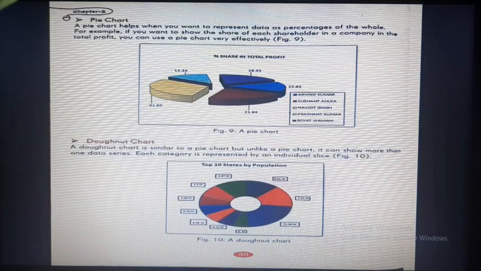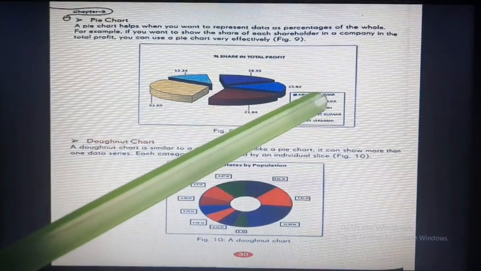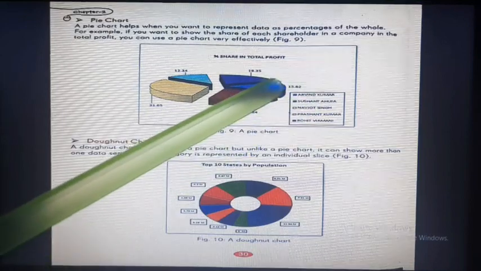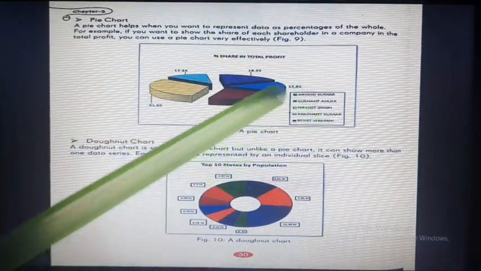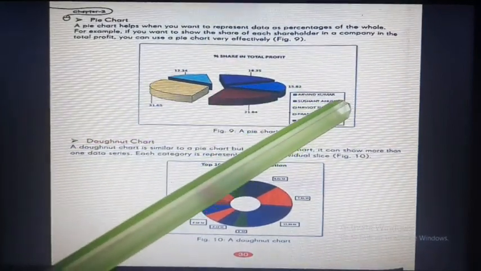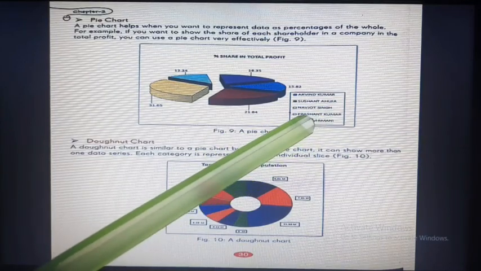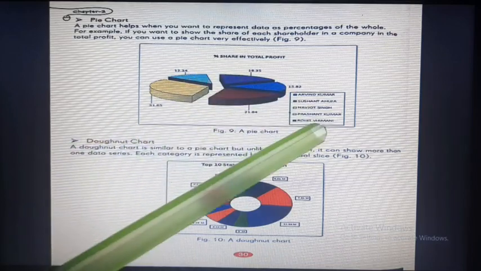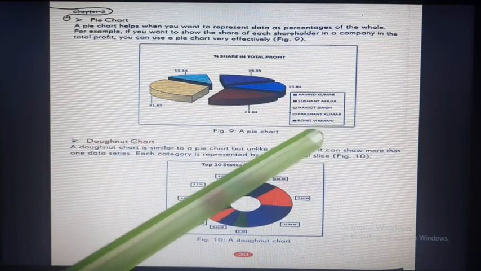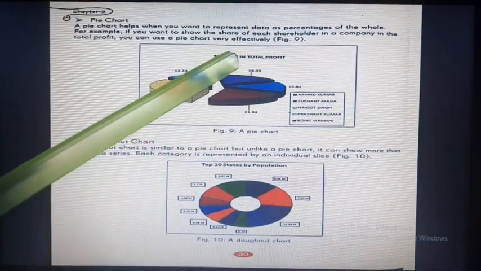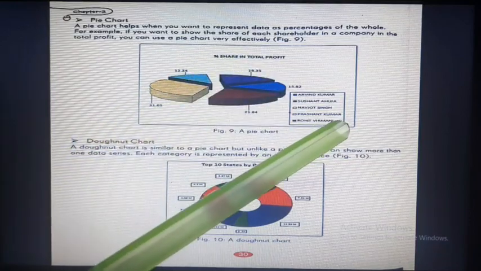Now the next chart is that, here also is given Arvind Kumar. Blue is Arvind Kumar, then brown is Sushan Ahuja, then yellow here is Navjot Singh, and this is a sky blue, this is Prasant Kumar, then the dark violet or purple here is Rohit Verma.